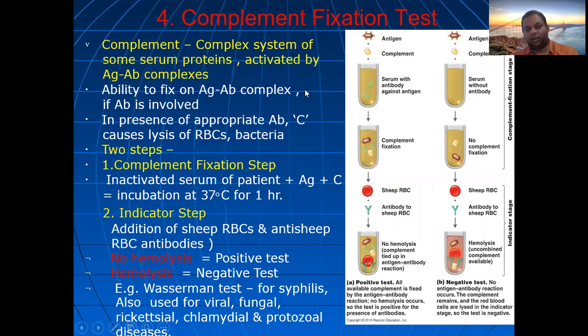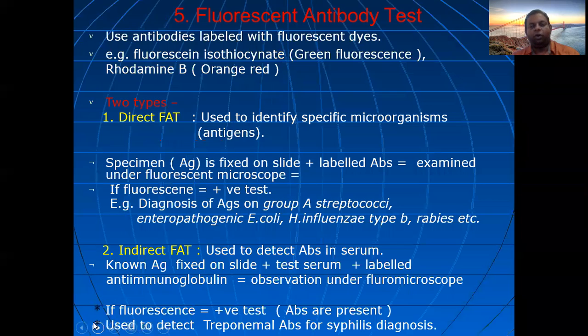Complement fixation is another term, just to know. Nowadays it is rarely performed. For the fluorescent antibody test, we perform direct fluorescent antibody test and indirect. The only thing is they elicit fluorescent light, so with the presence of fluorescence, we can detect it with an immunofluorescence microscope. That's it.